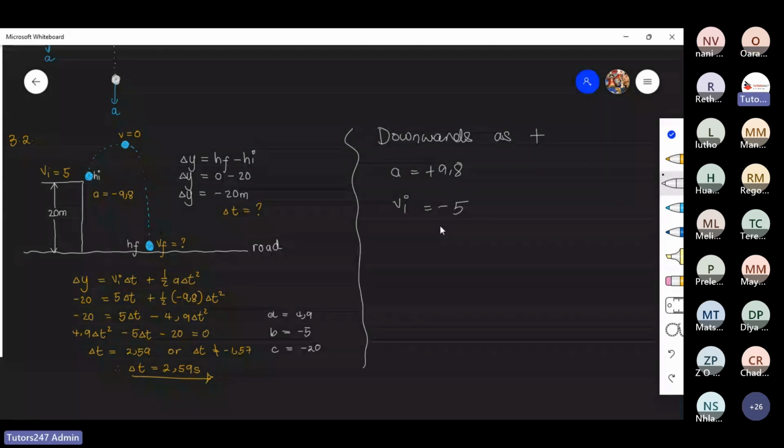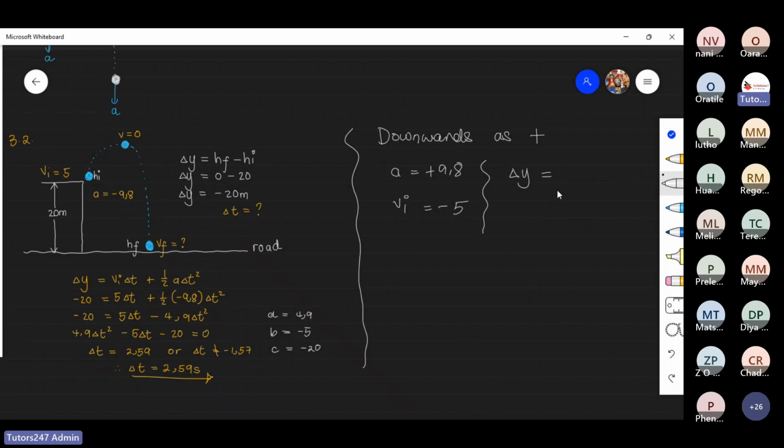No, it's fine, because remember your initial velocity is going upwards and you took downwards as positive. So initial will be negative for you. Then your displacement, did you take it as positive or negative? So I wrote the negative 20. So that is the error.